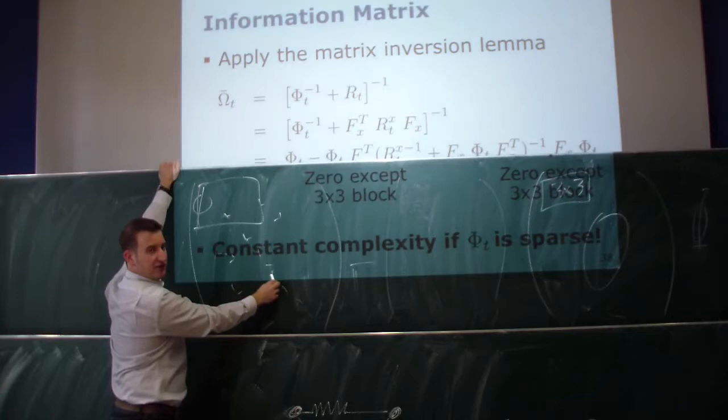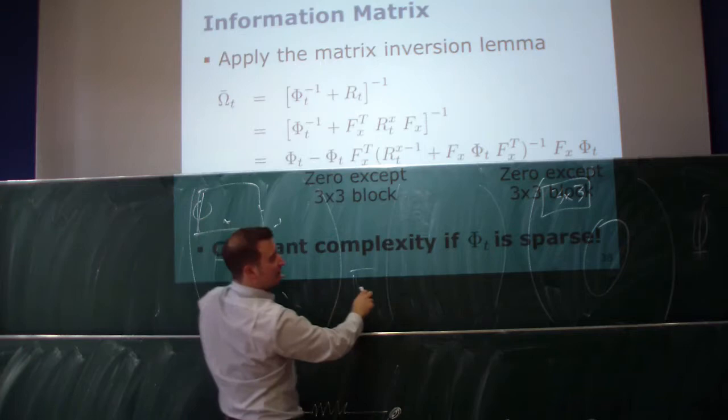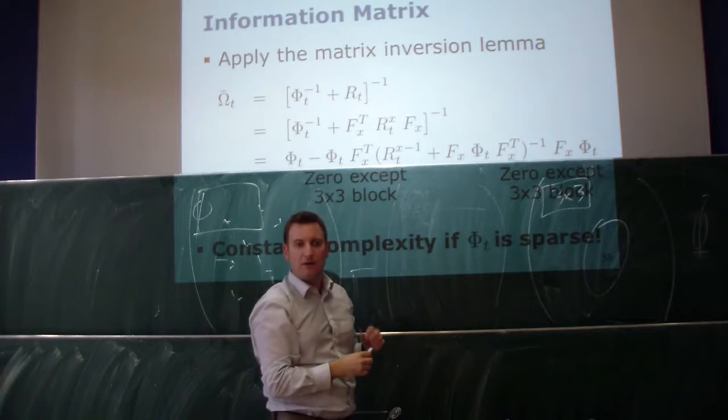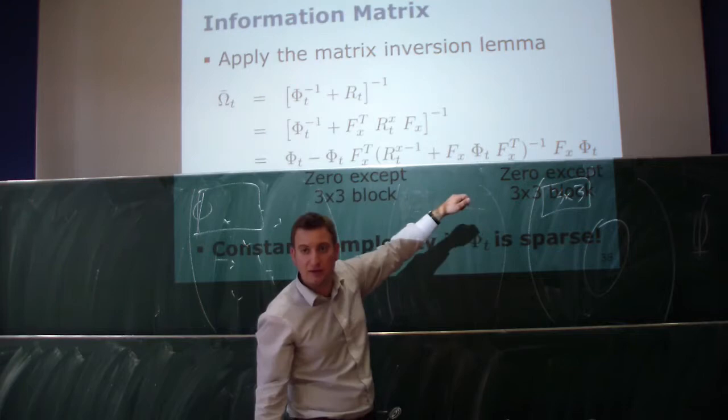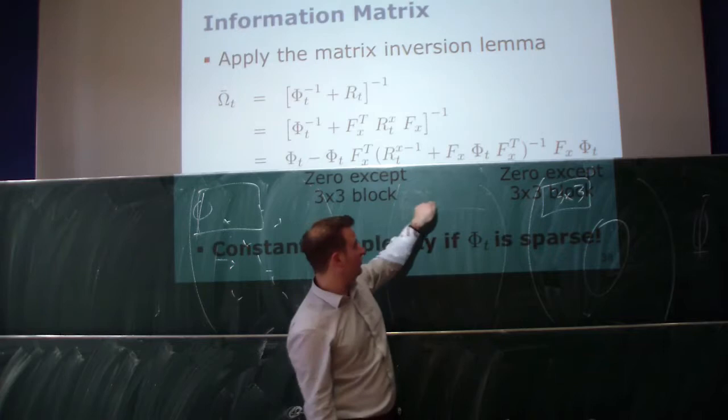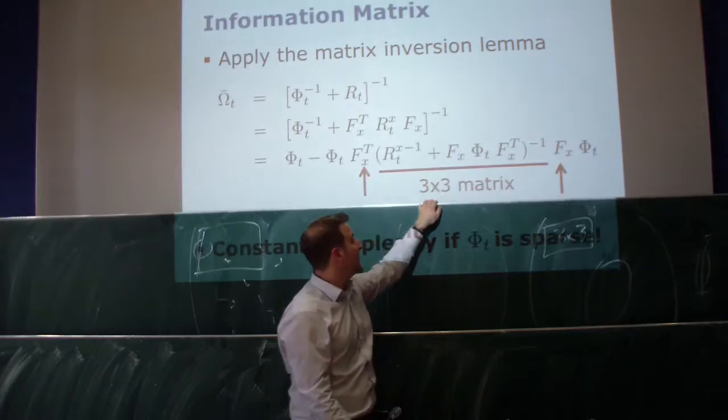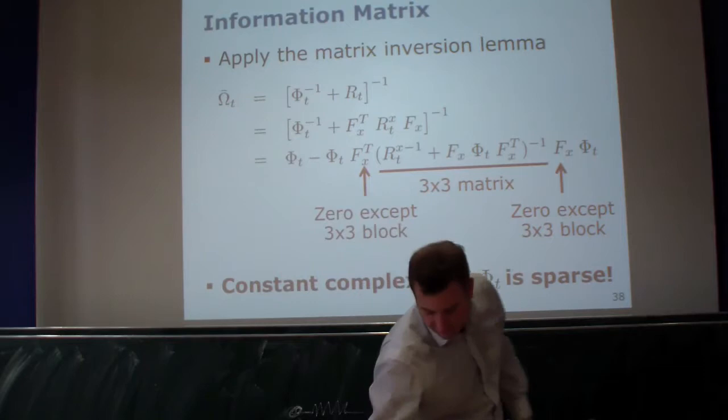If it's not sparse, so this matrix here is densely populated, this 3x3 block may involve a whole row or a whole column in the multiplication operation. And then it's not sparse anymore, it would be at least linear in the dimensionality. But if it's just a constant number, independently of the size of the matrix, that's just a constant number of non-zero elements, then it can be done in constant time. So, this update is constant time if this matrix, phi, is sparse.